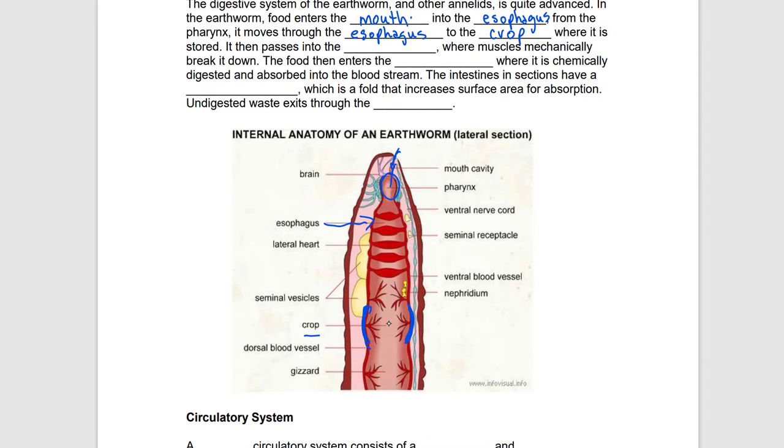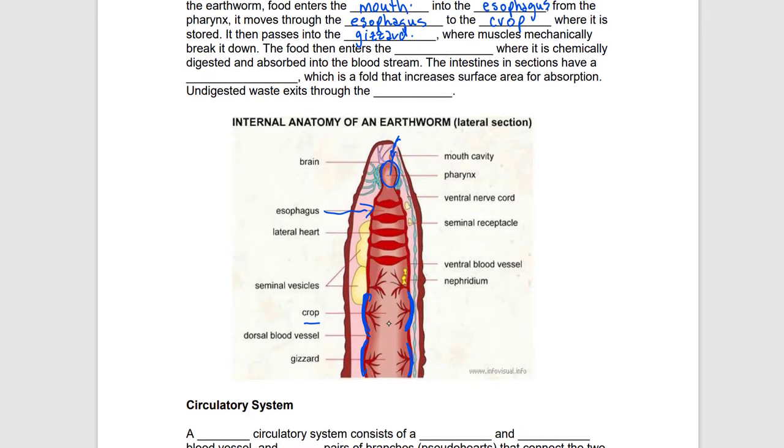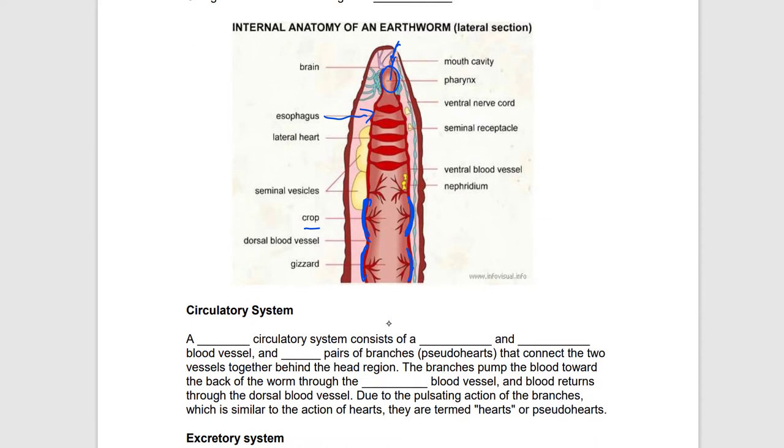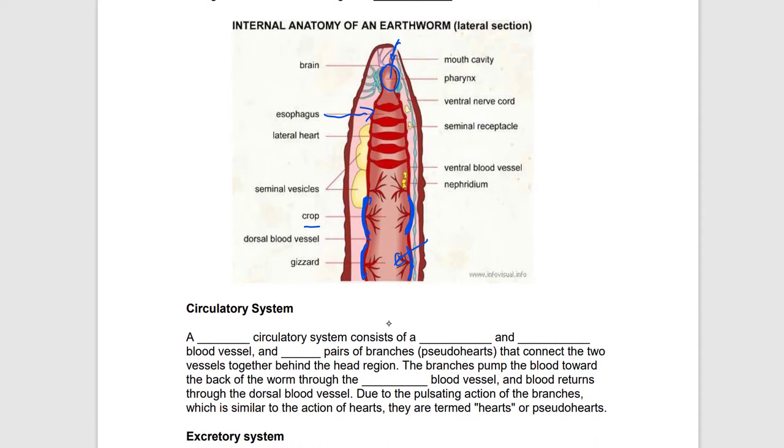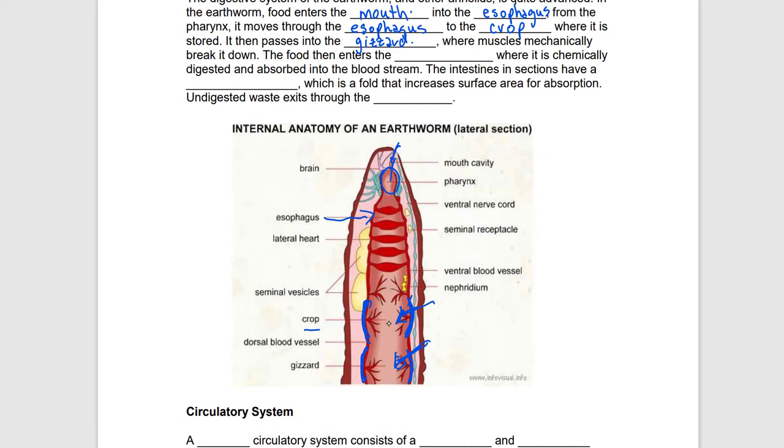And then it passes into the gizzard. That's the next bulge you see in the digestive tract, where muscles mechanically break it down. When you do a dissection, you can feel this region is really firm and rigid, whereas the crop is a little bit more soft and squishy because it's flexible as it holds food. And the gizzard is more muscular and rigid as it helps to grind and break the food down mechanically, as well, of course, enzymes. Food then enters the intestine.